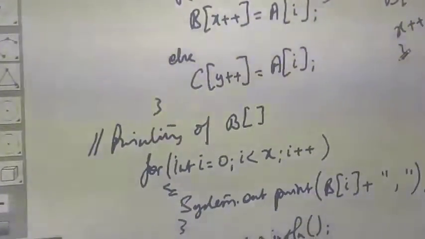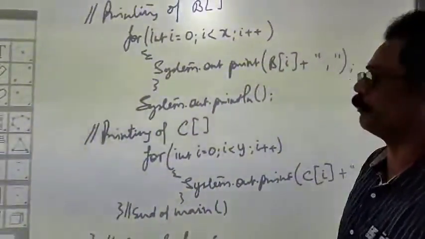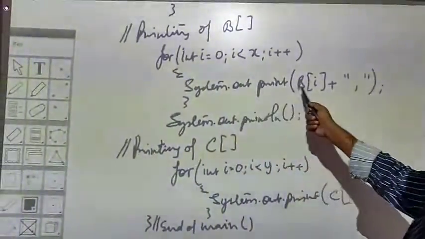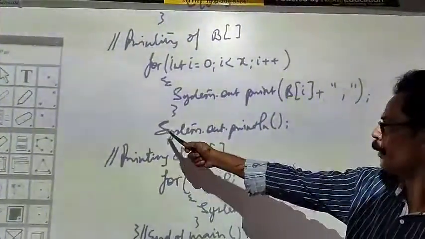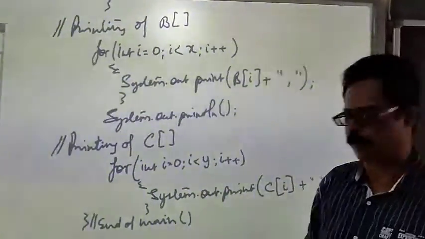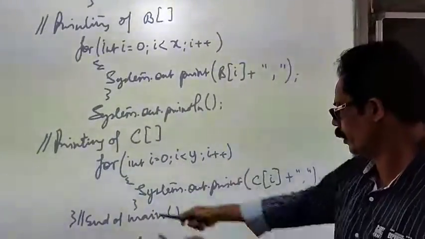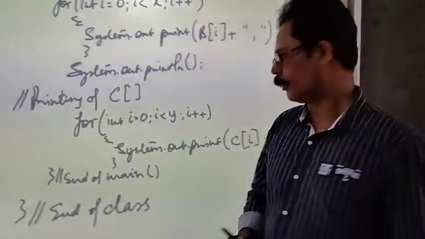Then finally, you have to print, so printing of B and C respectively. Printing of B: for int i equal to 0, i less than x, i plus plus, System.out.print(B[i]), and after the loop is over, System.out.println for a new line. Then printing of C: for int i equal to 0, i less than y, i plus plus, System.out.print(C[i]), and then end of main function and end of class.